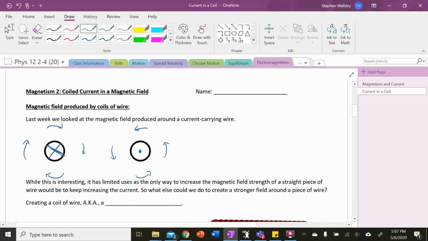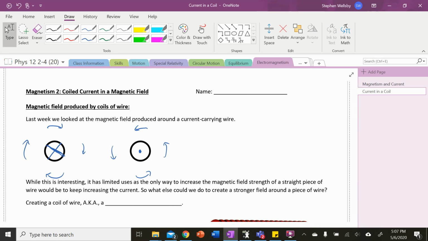Now, you may find this interesting. It has limited uses. It's hard to actually cause an interaction with a magnetic field, especially if it's just one single wire. The only way to get a stronger field is just keep pumping more and more current into it. But eventually, it's costly and it can melt the wire, etc.